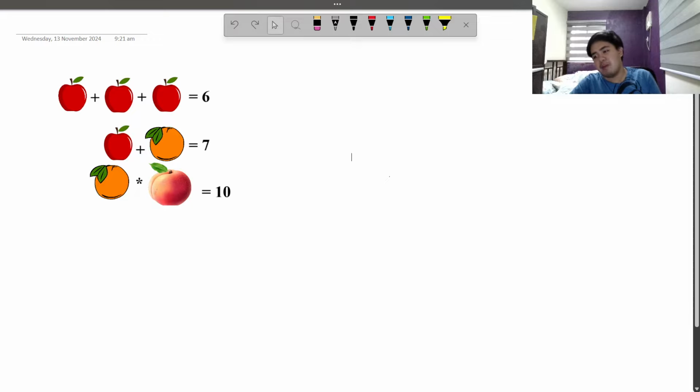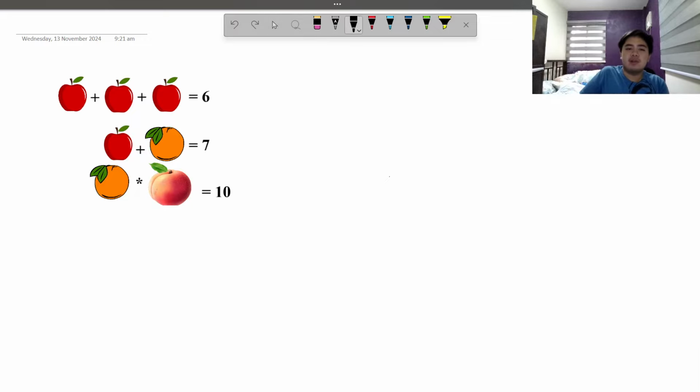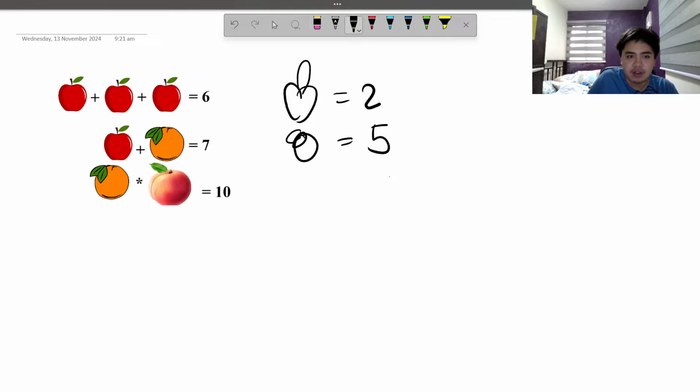Apple plus apple plus apple equals 6. What number added to itself 3 times is 6? 2, right? 2 plus 2 plus 2 is 6. Next one. Apple, which we know is 2, plus orange equals 7. Apple plus orange, 2 plus something equals 7. What could be orange? 5, right? Because 5 plus 2 is 7. So we can say this is 5.